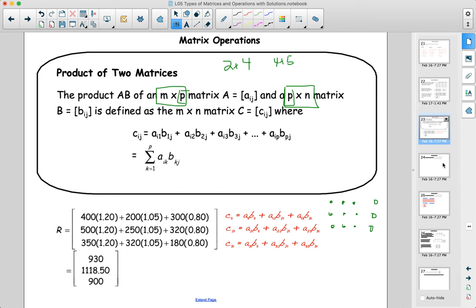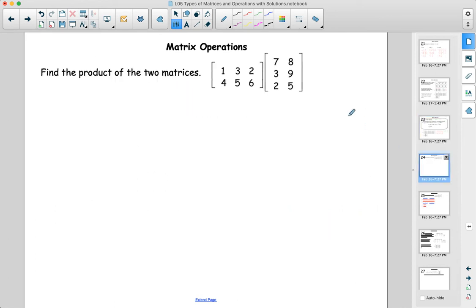Multiplication is the trickiest of the three operations, but it's not impossible. So what you're going to do is find the product of the two matrices as written. Notice we're multiplying a 3 by 2 matrix.